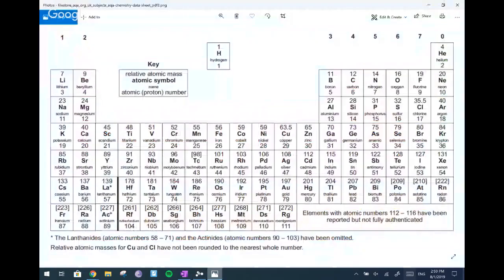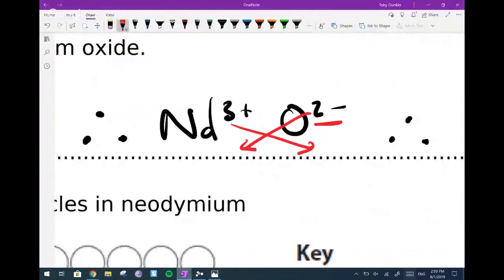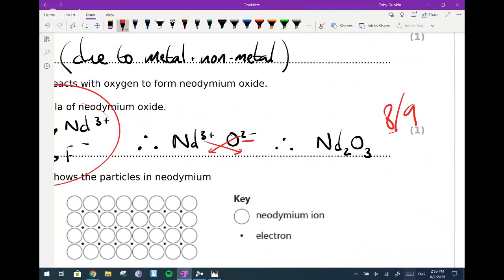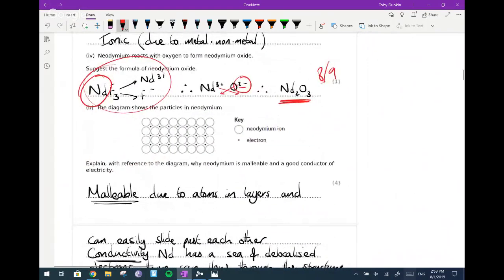So that, by the way, if you weren't sure what I just did there, please come and ask me at a later date. But I get my oxide as a -2. Right, ups and down. It's a useful trick. Swap and drop. And I get neodymium oxide as Nd2O3. Hard question. If you got that, well done.